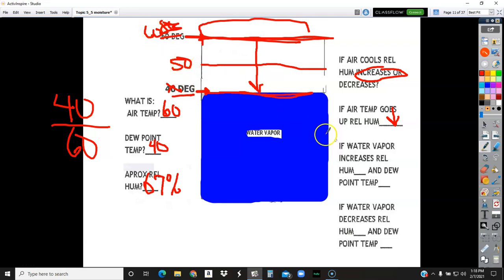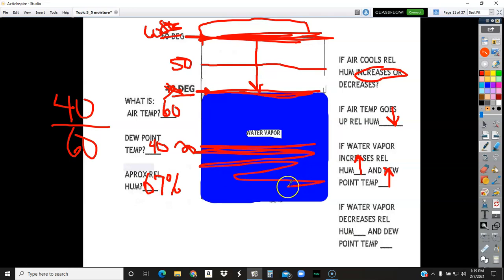50 and 60 are closer. That means humidity would go up, and the dew point temperature would go up, because we're adding more water to the box. If water vapor decreases, let's take some of the water out of the box. Instead of having it up here, now this 40 drops down to 20. The box is still 60, the air temp, but we drop the dew point to 20. Now the box only has water up to here. This would all be air. The humidity would go what? Down, and the dew point would go down.